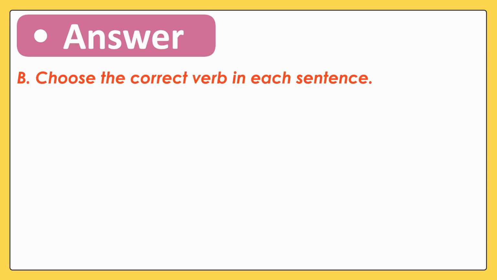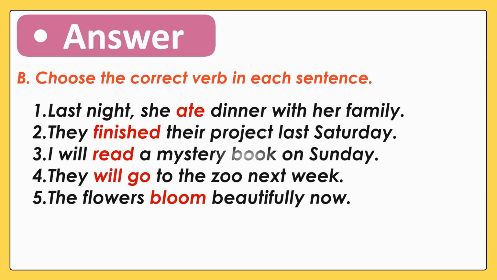And here are the answers. Number 1, ate. Number 2, finished. Number 3, read. Number 4, will go. Number 5, bloom.